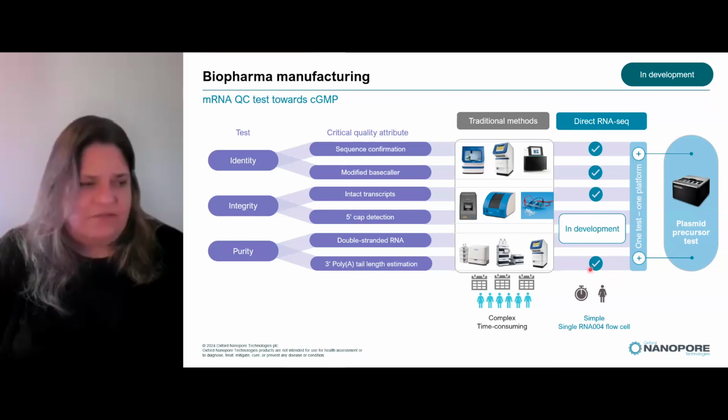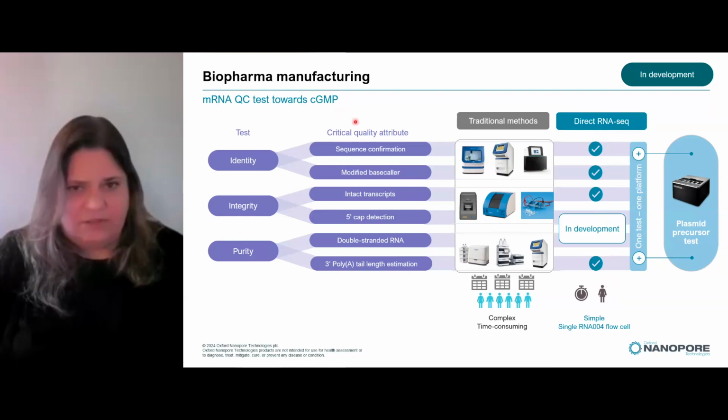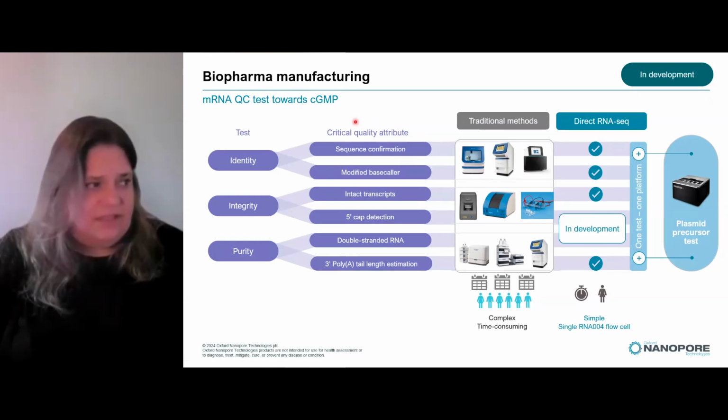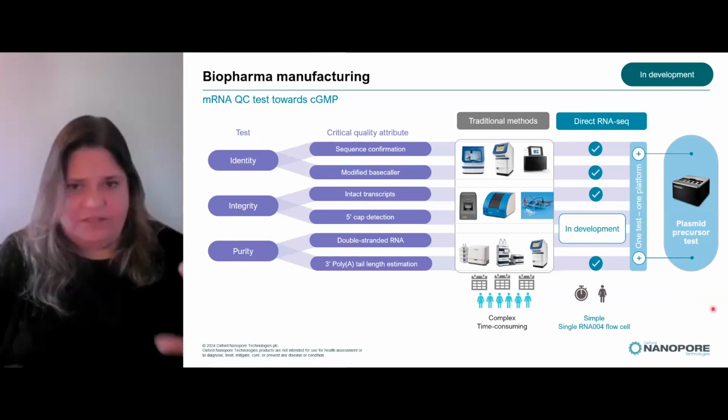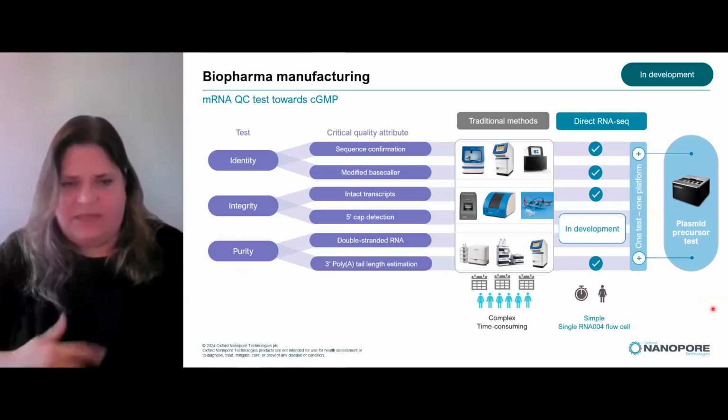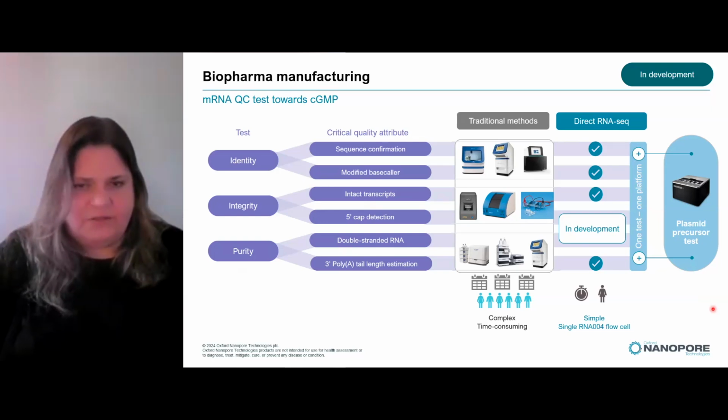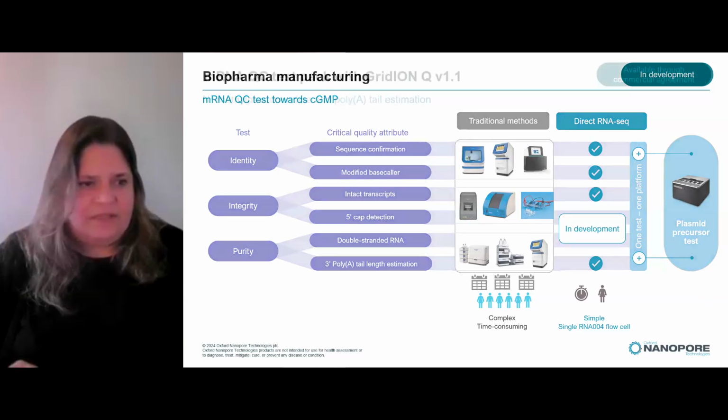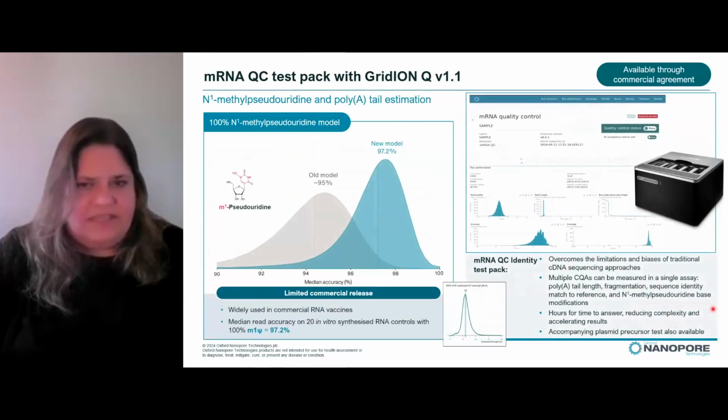as far as critical quality attributes that are necessary for certified GMP QC. Identity, integrity, and purity tests are what they're looking for, and we can already do the majority of those. There are a couple that are in development, such as 5' cap detection and double-stranded RNA. So it's one test, one platform, and we also have a plasmid precursor test, because these IVTs are made out of plasmid precursors. We have the ability to put together test packs for using these for mRNA vaccine QC.